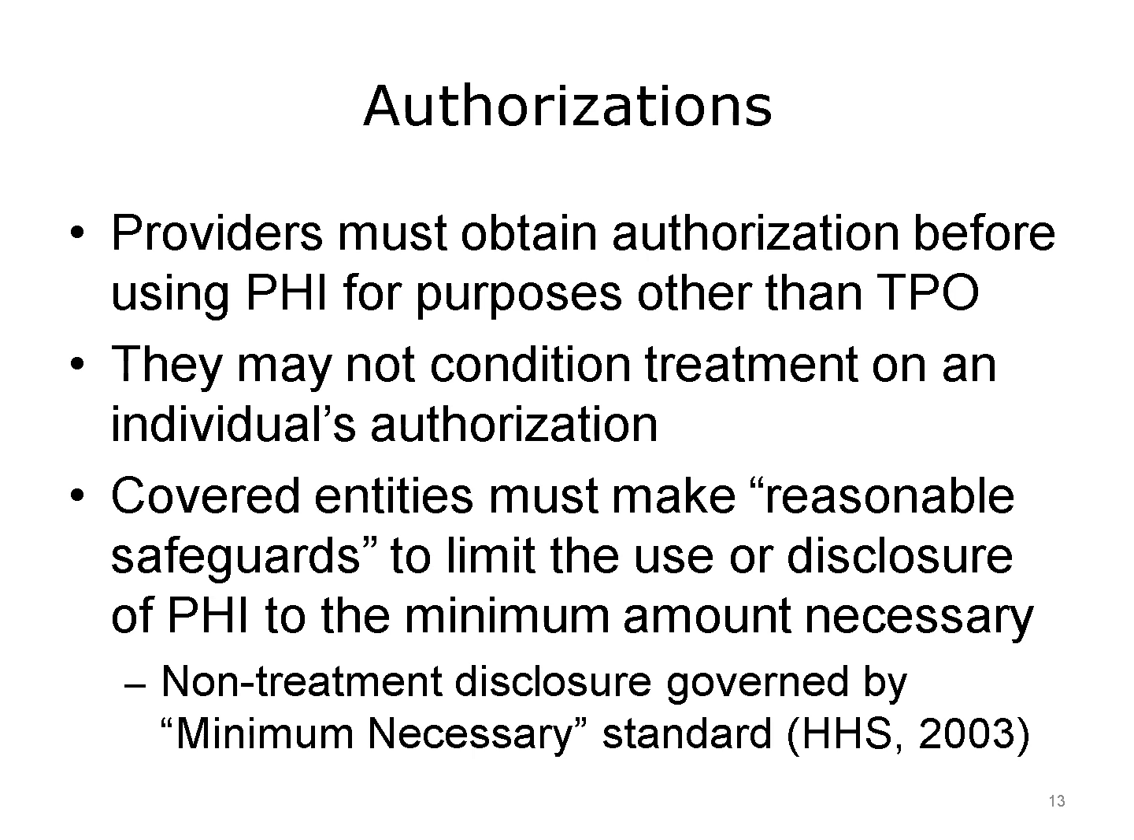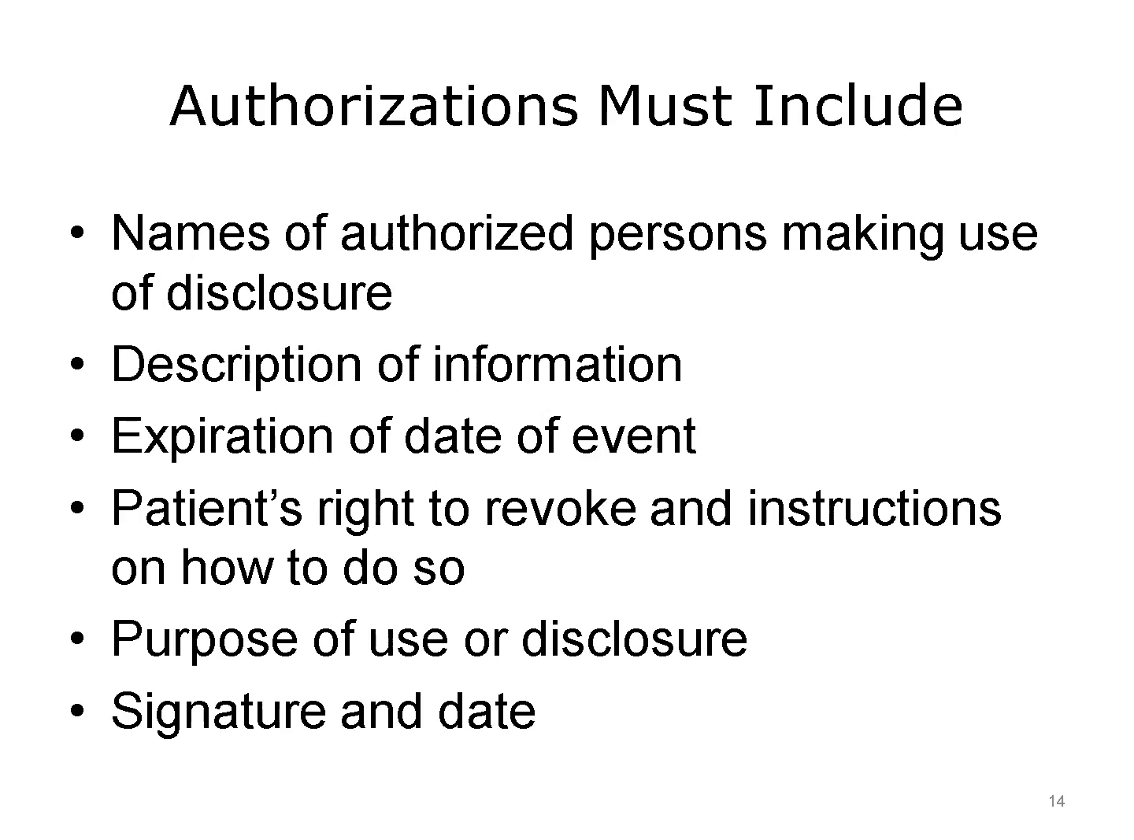When covered entities release PHI, reasonable safeguards must be in place to limit the use to the minimum necessary standard, as defined by the statute from the HHS Office for Civil Rights. Authorizations must include the following: the names of authorized persons making use of or disclosing the information, the description of the information, an expiration date so the authorization does not last into perpetuity, instructions on the patient's right to revoke the authorization and how to do so, a statement of the specific purpose of use or disclosure, and a signature and date by the patient.